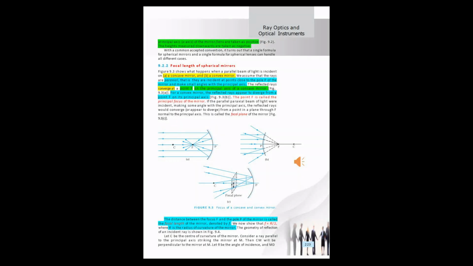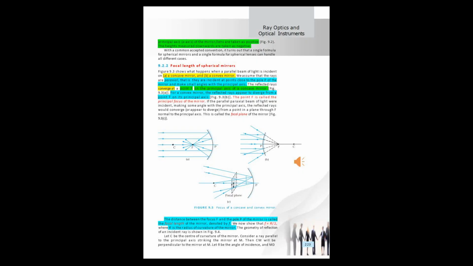Focal length of spherical mirrors. Figure 9.3 shows what happens when a parallel beam of light is incident on (a) a concave mirror, and (b) a convex mirror. We assume that the rays are paraxial, that is, they are incident at points close to the pole P of the mirror and make small angles with the principal axis.